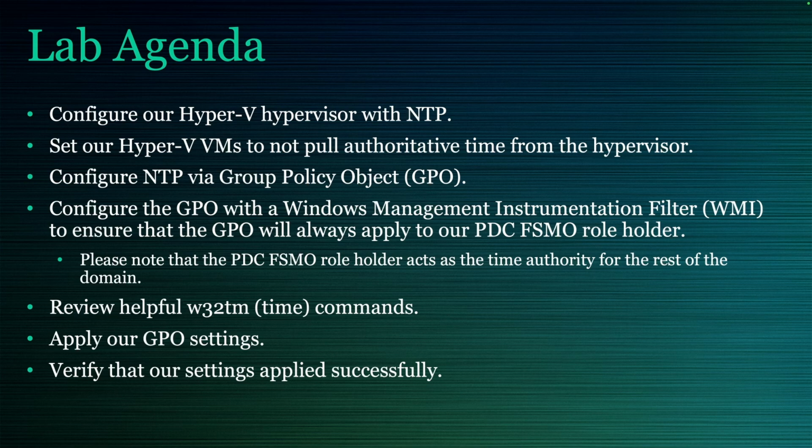We're going to configure NTP with a group policy object, and we're going to set a WMI, so a Windows Management Instrumentation filter, that will ensure that we are always applying that GPO to our primary domain controller. So whoever's holding that FSMO role is always going to get it. It's always important to remember that the PDC FSMO role holder acts as the time authority for the rest of the domain. And it's very important that we configure our GPO in this manner, so that if we ever have to move FSMO roles, that GPO is going to apply to the new FSMO role holder, and our time is always going to be accurate.